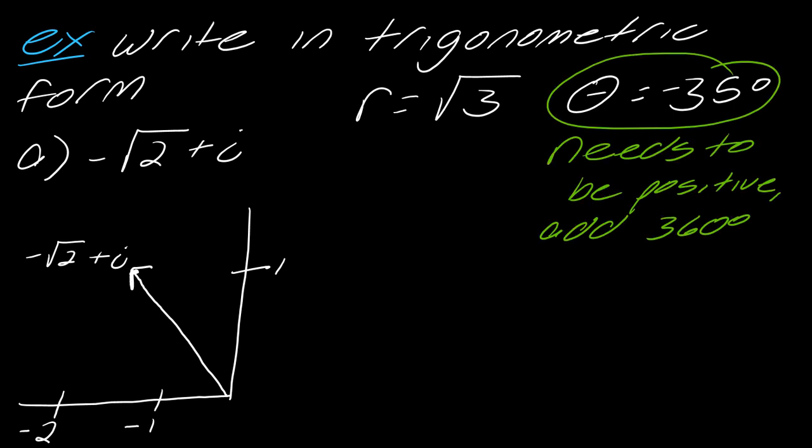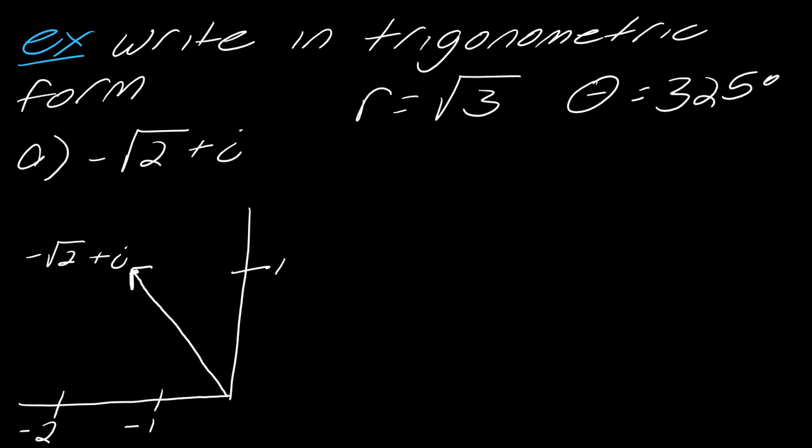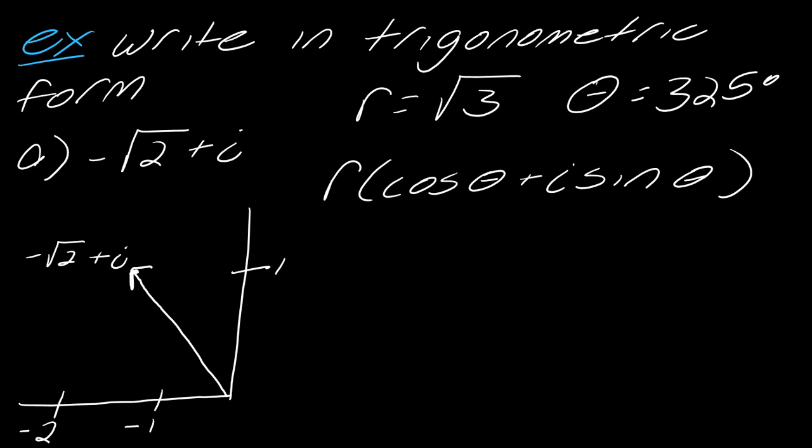But remember, I told you that this needs to be a positive number, so we have to find the coterminal angle with negative 35 degrees. In other words, we just add 360. So I take theta and add 360 to it to get 325. So my theta is actually 325 degrees. Now I have all the information that I need, because ultimately what I'm trying to do is fill in this format of my trigonometric form, right?